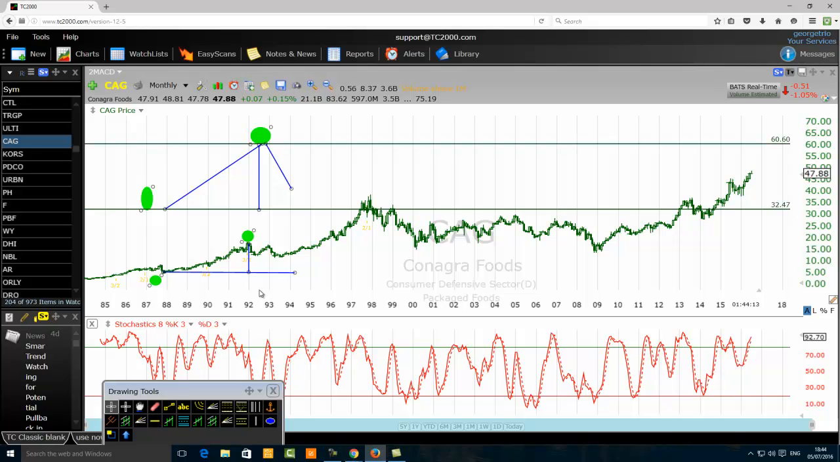You will see some stock may have an average price range or a stock market gene that is quite stable. So for instance, this stock that we are looking at here, Conagra Foods.